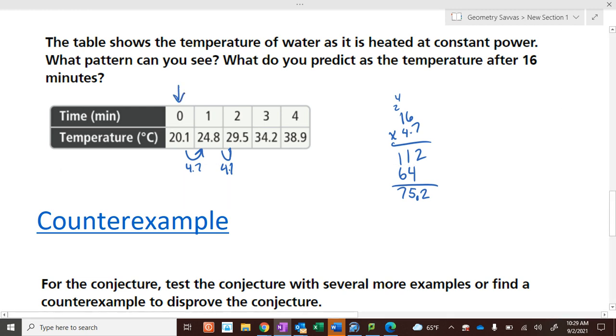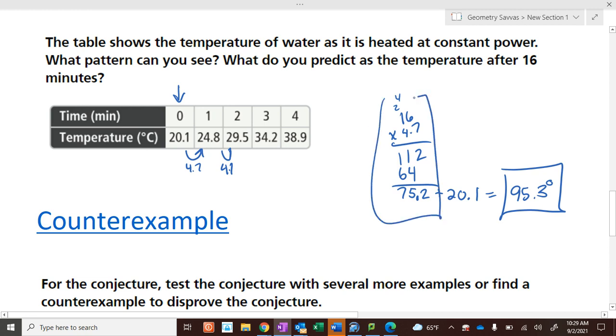It started at 20.1, so we have to add on that starting temperature to get 95.3 degrees. That is the temperature it will be after 16 minutes. So be careful there. You can do the math all right, but if you forget a little piece of information, you're going to get a wrong answer. So you have to make sure you get the whole information in there.